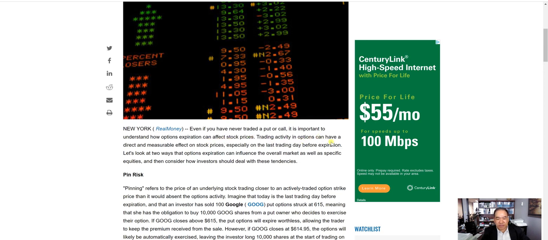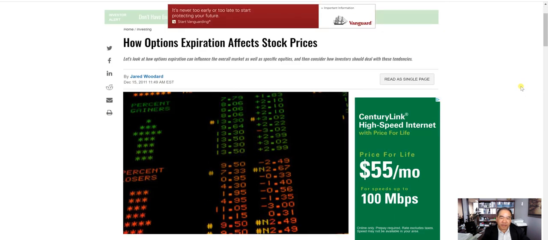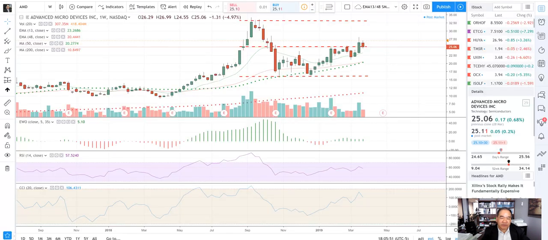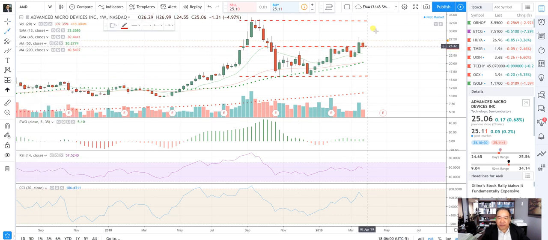Trading activity in options can have a direct and measurable effect on stock prices, especially on the last trading day before expiration. All right. So today, tomorrow, we're going to see some price movement, and then by Monday, if AMD is able to hold this as a support level, I think that the price is going to go up, right? Because obviously the price broke this resistance level.